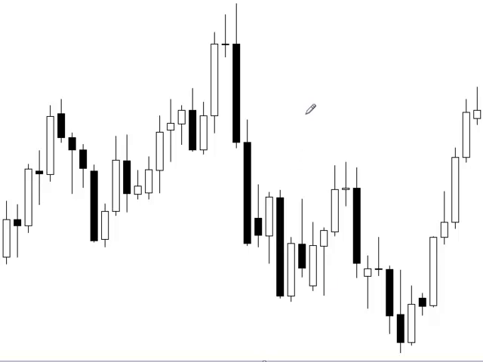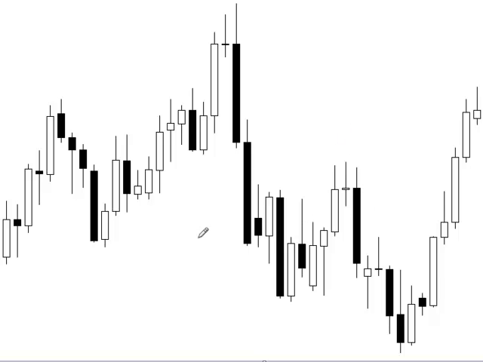Now, there are a few important points about the areas you want to play them at. I don't have time to cover them all in this quick video, but the main point I want to get across today is swing points. We need to play engulfing bars from swing points. Bearish engulfing bars need to be played from swing highs, and bullish engulfing bars need to be played from swing lows.